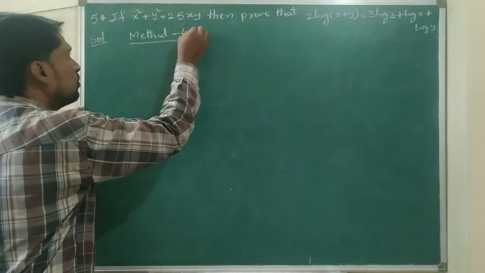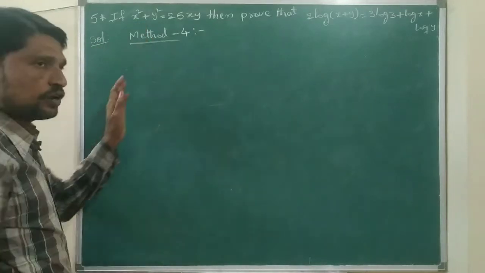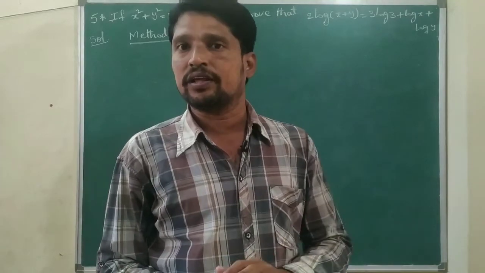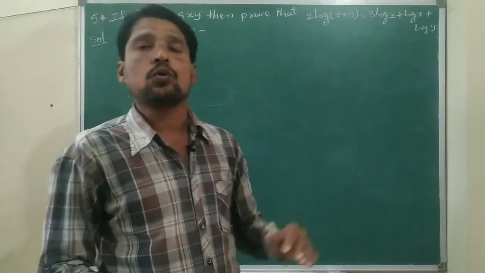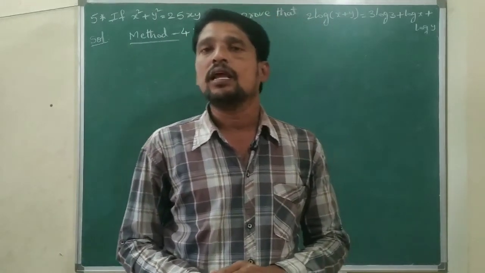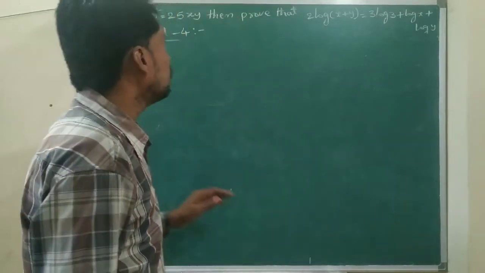Now, method number 4. In this method, I am taking x square plus y square equal 27xy, and proving that 2 times log of x plus y equal 3 log 3 plus log x plus log y.